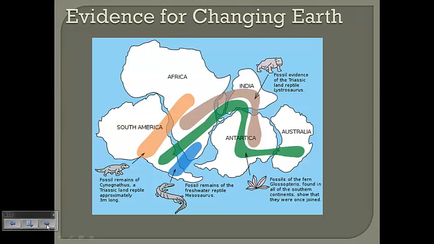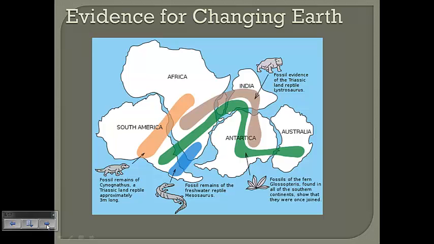We have evidence for the fact that the Earth has been changing based on fossil evidence as well, and I just wanted to show you this quickly before we get into the other different types of evidence for evolution. So the last thing that fossils can show us is how the Earth itself has changed over time.